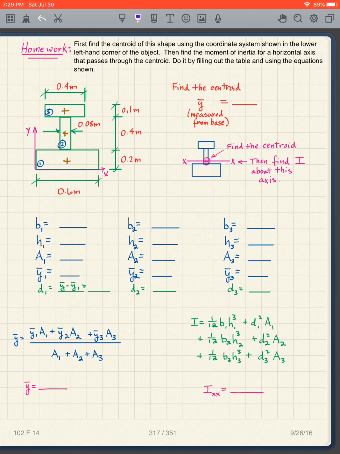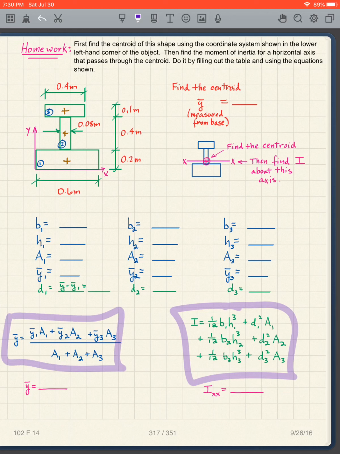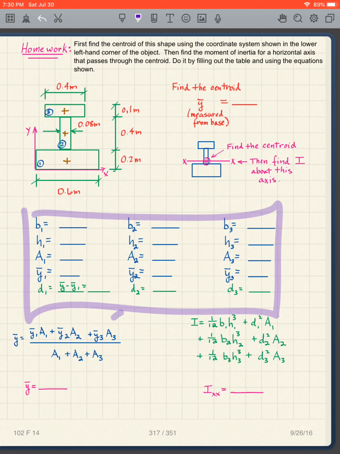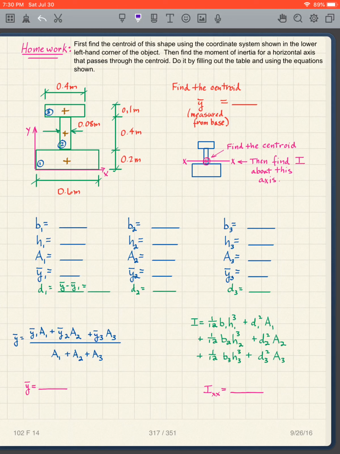Okay, so with what I've just said, I want you to fill out this table and calculate the y bar and calculate the I. Notice once you filled out this table, once you filled all these values in, then everything in this equation is known. So we just plug it in. If you get this right, all you have to do then is plug it into these equations and you'll be fine. So go ahead and pause the video here and do this one.